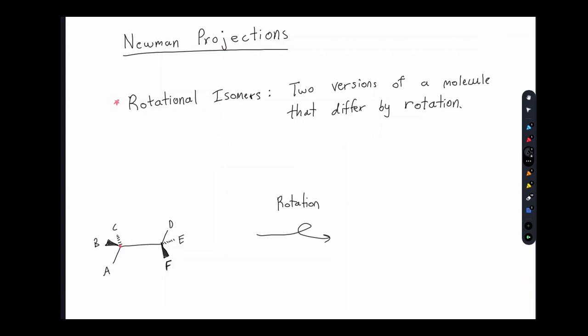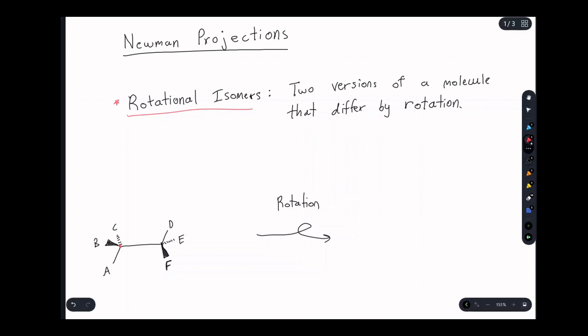Welcome to lecture 5.3. Here I'm going to introduce the concept of Newman projections, which are a handy way of looking at a molecule from a new perspective, and they're going to help us understand rotational isomers. So rotational isomers are two or more different versions of a molecule that differ by rotation.